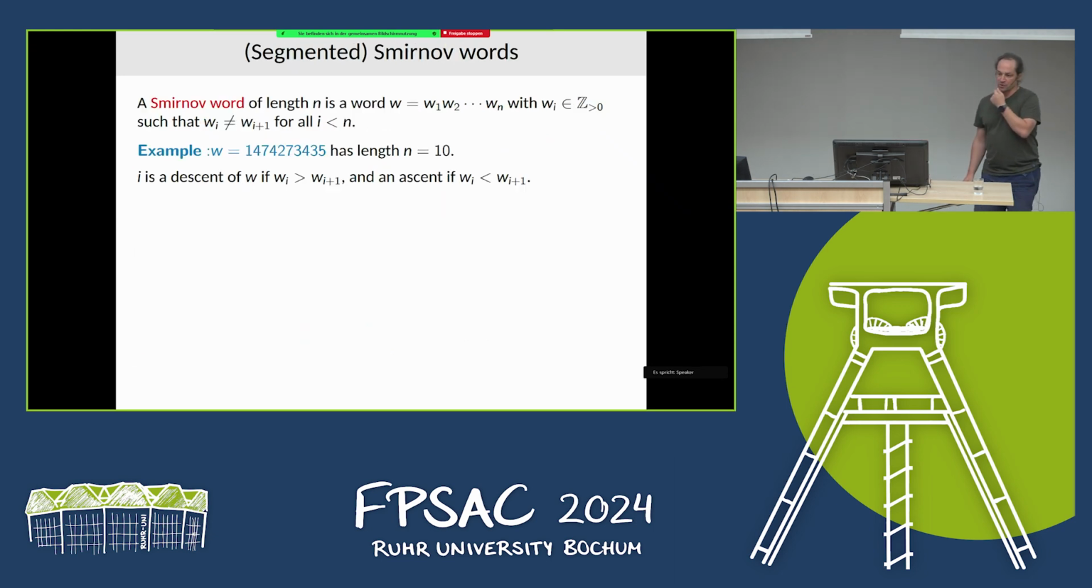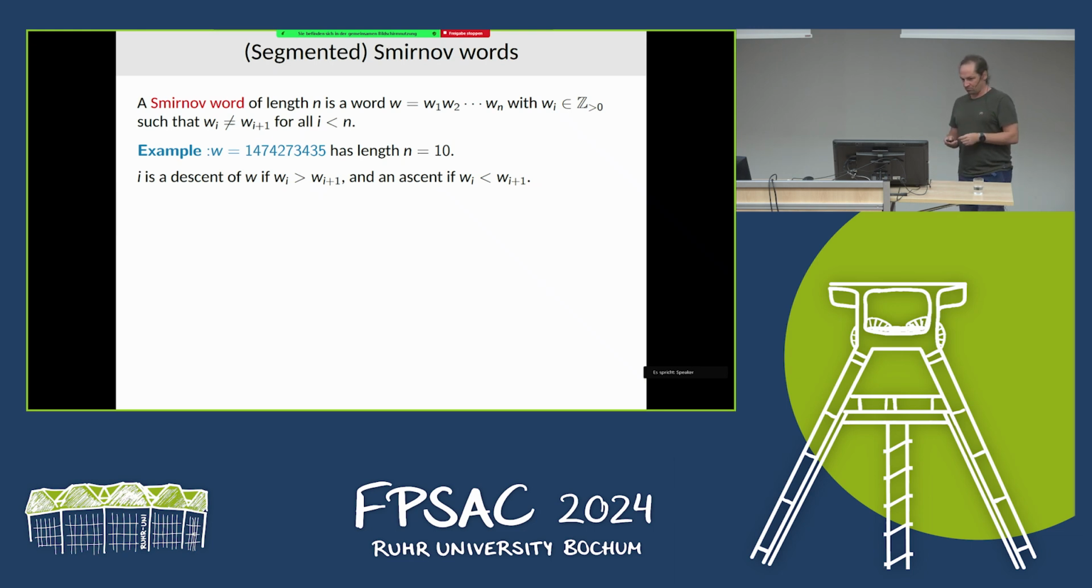So what's a Smirnov word? Just a word where the adjacent letters are distinct, okay? The alphabet is the positive integers. So for instance, here you have a Smirnov word, you see that you have no equal adjacent letters. The length is the number of letters. And what's nice is that, as for permutations, you can define ascents and descents, because you don't have equal letters. So any position before n is either an ascent or a descent.